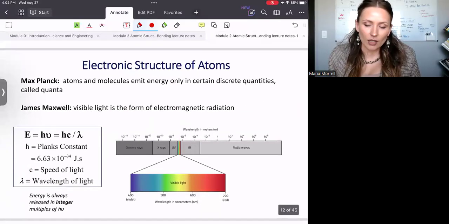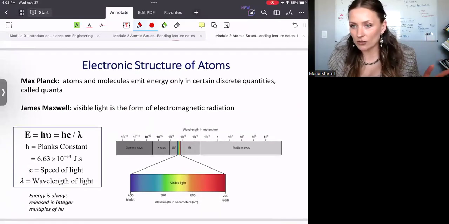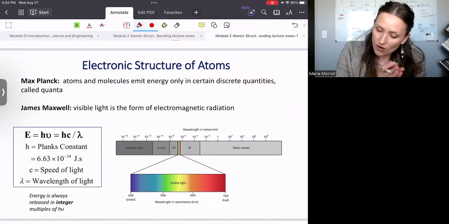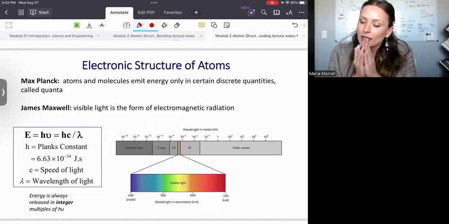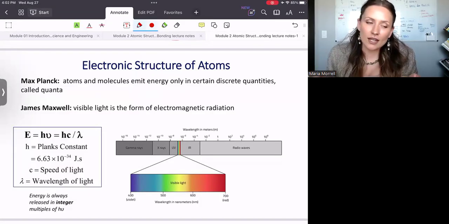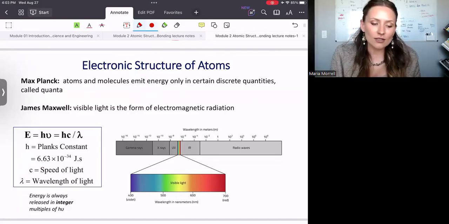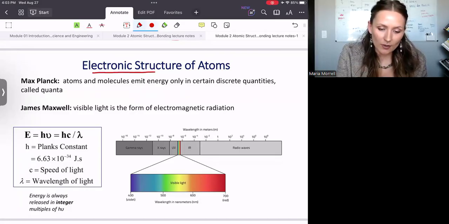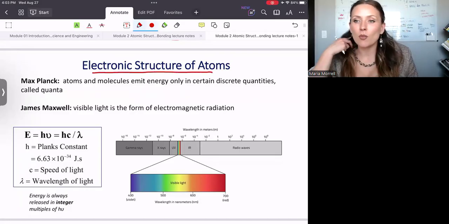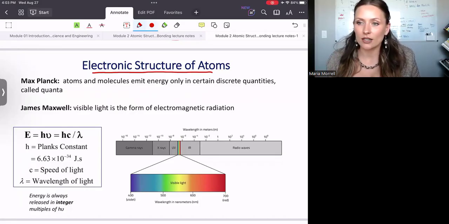Now that we know how an atom is characterized, we know what it consists of, and what we can use to characterize the atom, the next thing, before we can bond atoms together, is that we need to understand the electronic structure of atoms. And this is probably one of the most important concepts for today's lecture. I'll try to simplify it as much as possible.